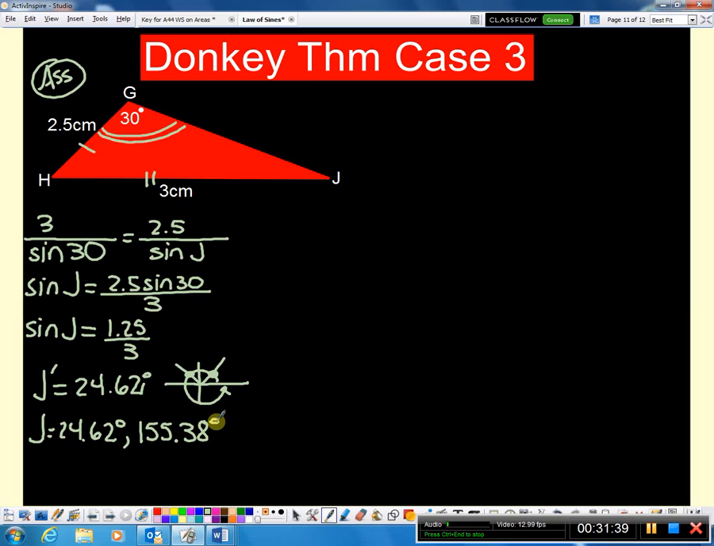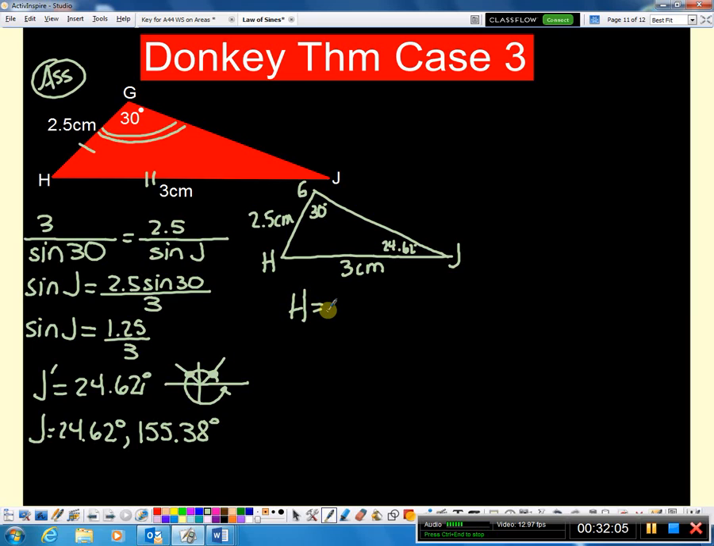Now I'm going to say, okay, well, let me divide it up here. I've got G at 30, H 3 centimeters, 2.5 centimeters. J, I've now said case 1 is it's 24.62 degrees. Well, that means I can find angle H immediately by saying 180 minus 30 minus 24.62. I'm just doing this on my calculator. Hope you are too. That's 125.38 degrees. I'm putting that in my triangle because it's going to help me set up my relationships and check my work.